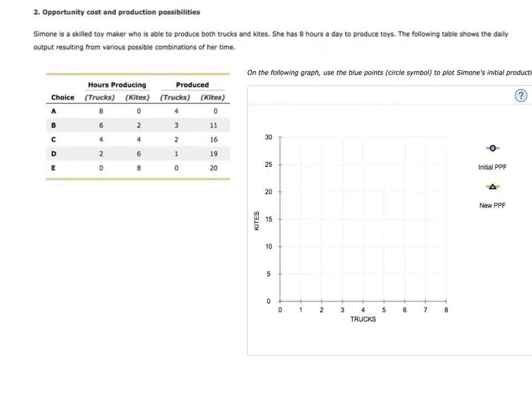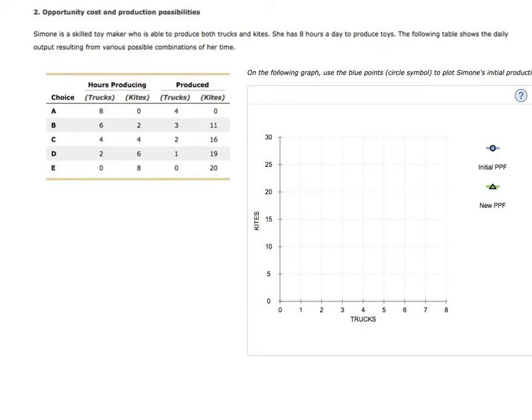Question 2 is a little bit more complex. So question 2 talks about opportunity cost and production possibilities. So again, we will have the concept of increasing opportunity cost as you move from one axis to the other one. In this particular example, we've got Simone, who has 8 hours a day to produce toys. She can produce 4 trucks and no kites. So if she uses all of her time to produce trucks, she can produce 4. If she uses all of her time to produce kites, she can produce 20.